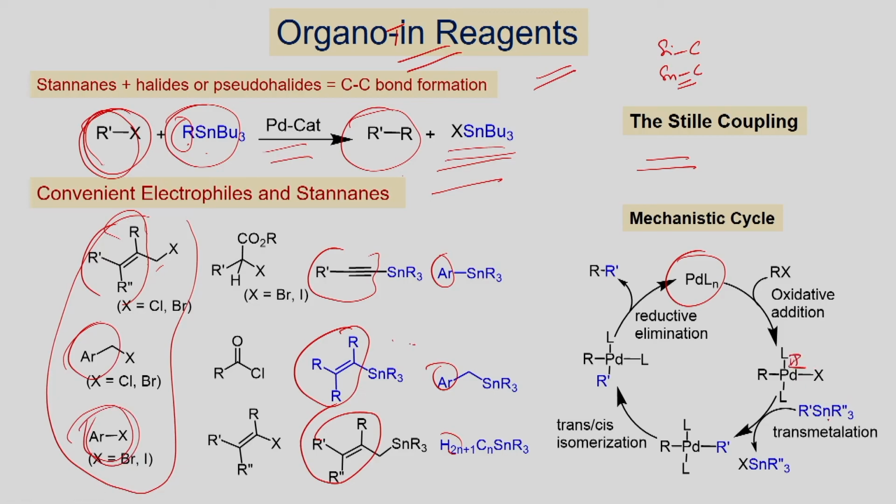Once you have the palladium 2 intermediate, you have the organotin reagent, and this R prime undergoes a reaction here via transmetallation, and you will be able to get the tin halide as the byproduct. Once you form this one, it can undergo isomerization, and then you get this. This can give the product by reductive elimination to complete the catalytic cycle, and this reaction has also been well explored.